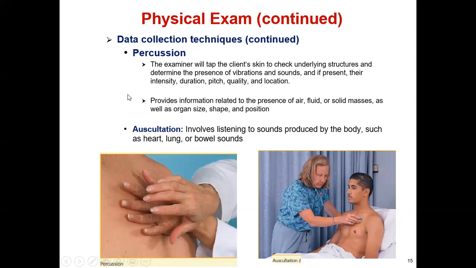And if present, we can note the intensity, duration, pitch, qualities, and also location. It provides information related to the presence of air, fluid, or solid masses, as well as organ size, spleen, and position.